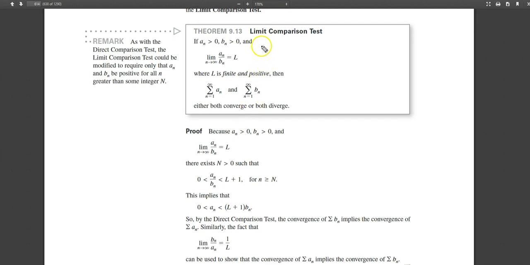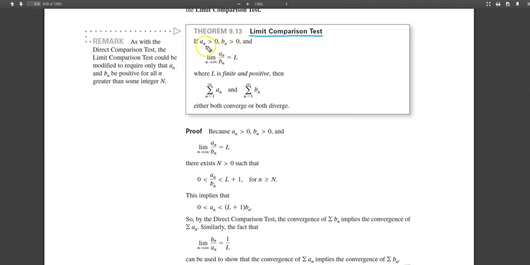Hi everyone. In this lesson we're going to take a look at another comparison test to determine when series converge or diverge. So this one is called the limit comparison test, and you'll find that this one is a lot easier to use than the direct comparison test. So the limit comparison test makes this statement.